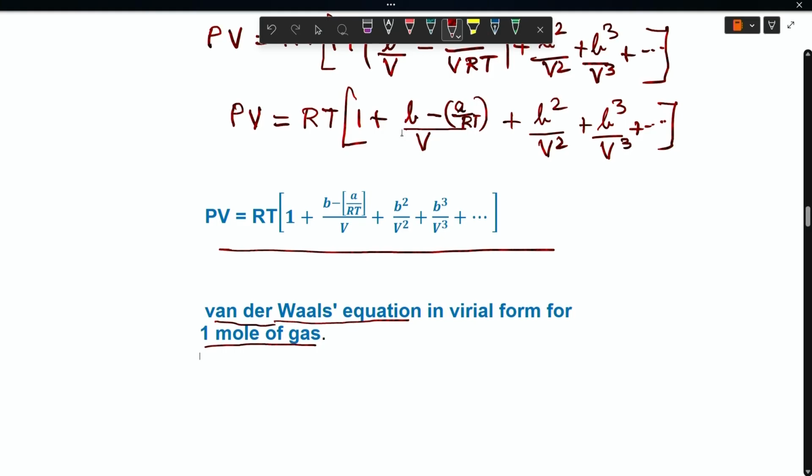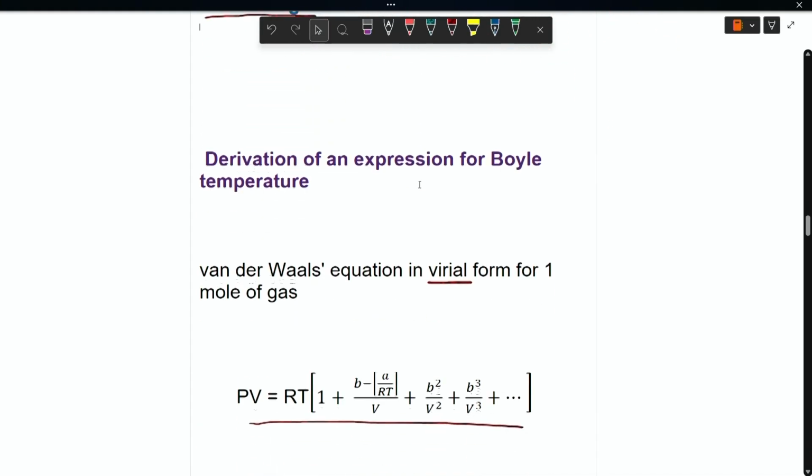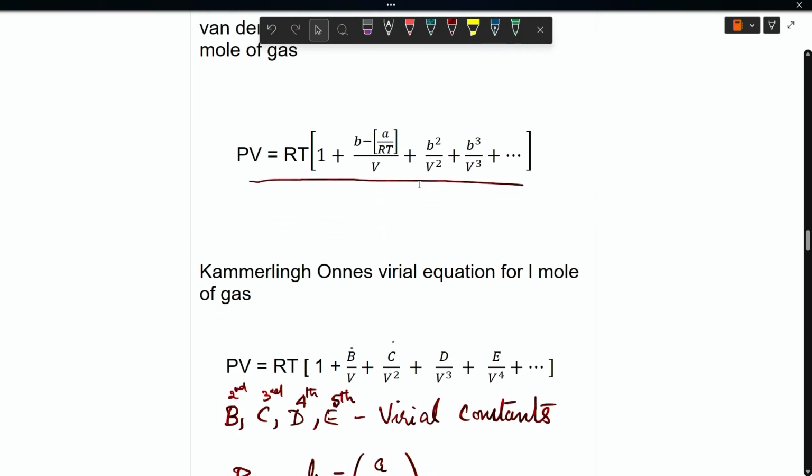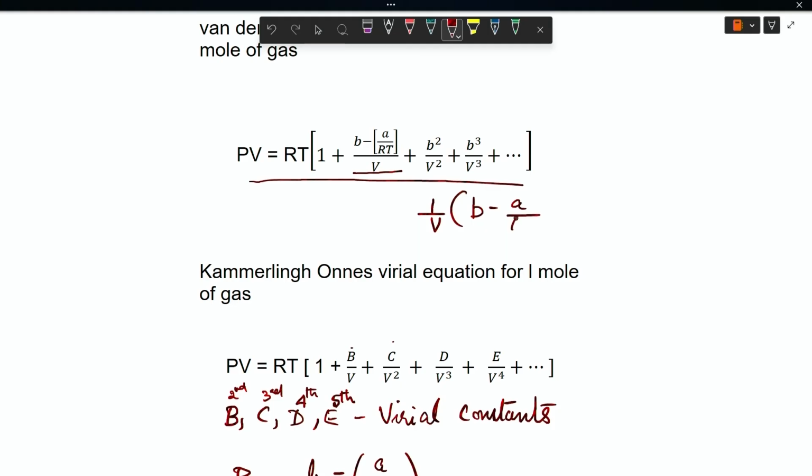Now, we are going to compare this equation with the Kamerlingh-Onnes virial equation for 1 mole of a gas. See, here you can see that it is 1 plus and we have a term in V, then terms in V square, V cube and V to the power 4. Now, we are not going to take all the terms, we are concerned with only the second one, where we have, see, this is 1 by V and rest is B minus A by RT.